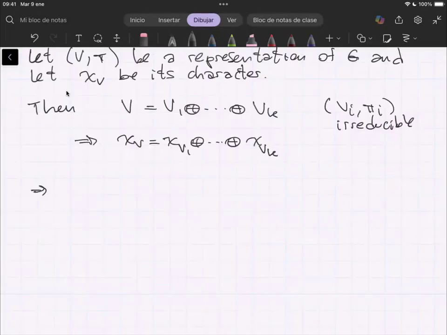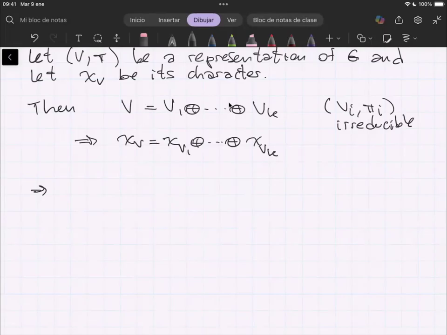Now using that the characters are orthogonal. Yes, there is a question. Yes, the dimension of B is always finite from the very first lecture, because there is a theorem that I didn't prove that any infinite dimensional representation is a direct sum of finite dimensional ones. So we are only working with finite dimensional representations.